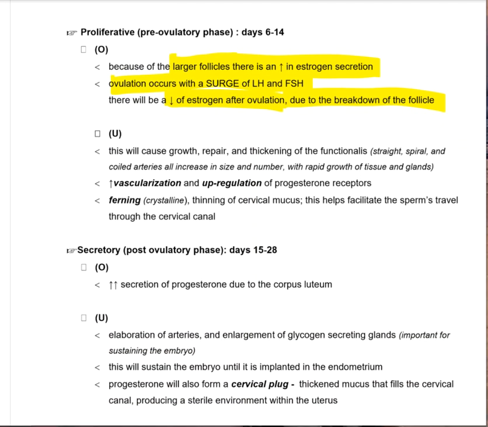So what's happening in the uterus? Well, during this time, we're going to grow, repair, and thicken the functional layer. And we'll get a bunch of arteries increasing in number, and we're going to get tissue and glands growing. So we're going to get an increase in vascularization, and we're going to get upregulation of progesterone receptors. So it's going to be very sensitive to progesterone. During this time, we also thin the cervical mucus, and that will allow sperm to travel through the cervical canal. So up until this point, the mucus is much thicker, and so sperm will have a harder time entering from the vaginal canal into the cervical canal. But at this point, because the female is ovulating, the mucus will thin and allow the sperm in at a higher rate to hopefully get fertilization and then implantation.